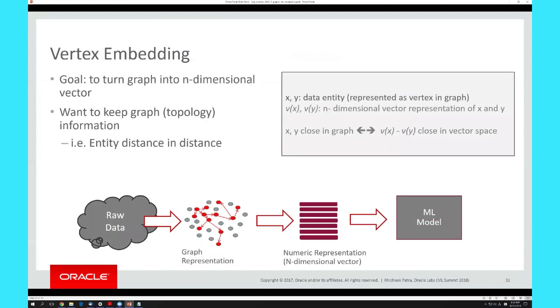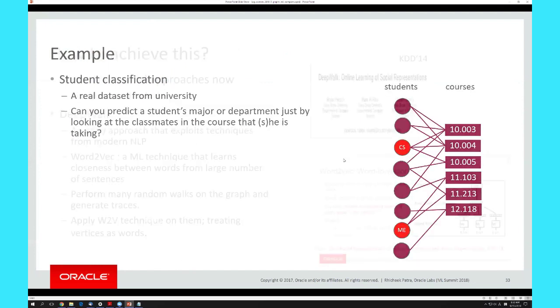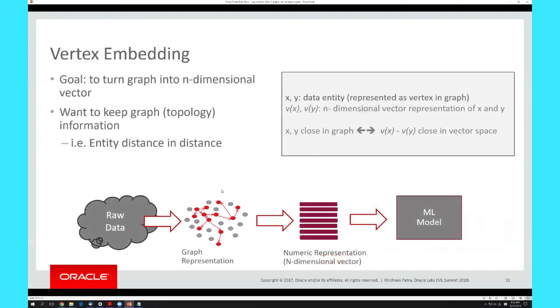So what is the idea here? You have a graph representation, and you need a numeric representation of this data set to feed into a machine learning model. When transforming it into the other representation, what are the things that you want to keep? In this specific case, I want to keep the distance between entities in this data set, where the distance is defined by the graph.